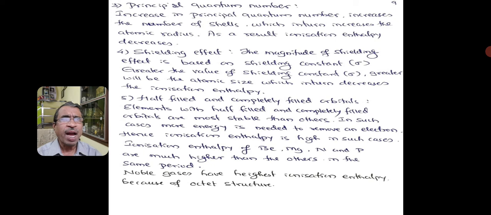Lastly, the half-filled and completely filled orbitals. Elements with half-filled and completely filled orbitals are more stable than others. In such cases, more energy is needed to remove an electron. Hence, ionization enthalpy is high in such cases. Ionization enthalpy of beryllium, magnesium, nitrogen and phosphorus are much higher than the others in the same period. Noble gases have the highest ionization enthalpy because of octet structure.